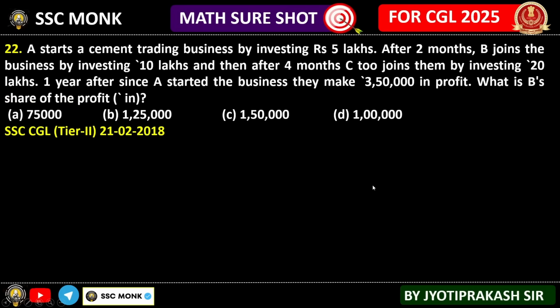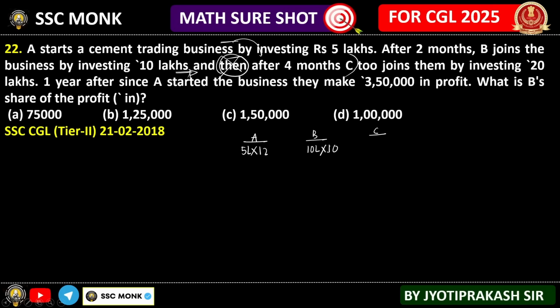This is an interesting question. It is saying A starts a cement trading business by investing 5 lakhs. After 2 months, B joins by investing 10 lakhs. So let's say A started, invested 5 lakhs for 1 year. Then after 2 months, B joined, investing 10 lakhs. So for the next 10 months. When you are getting confused over here, it is written 'then after'. Then after means what? After B's event, not from the beginning. If 'then' is not there, that means after 4 months means from the beginning we are referring to this point.